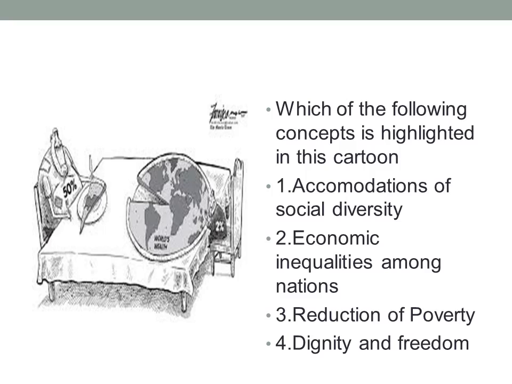So accommodations of social diversity will not come here because accommodation is not even seen over here. What you can see is non-justified distribution of world's wealth. You can see it is written in that pizza, that is world's wealth. And a small share of that is given to the maximum population, and the biggest share is going to a small population, right? Reduction of poverty, of course, not possible. Dignity and freedom, nowhere coming with the image. So, what is there is economic inequalities among nations. Is that clear? It is economic inequalities among nations.